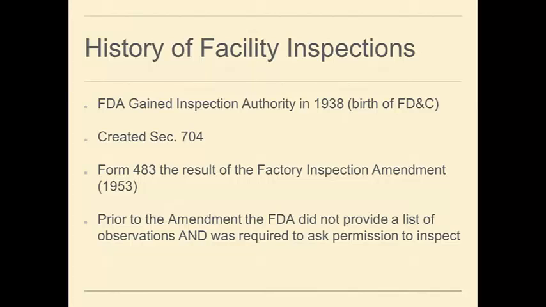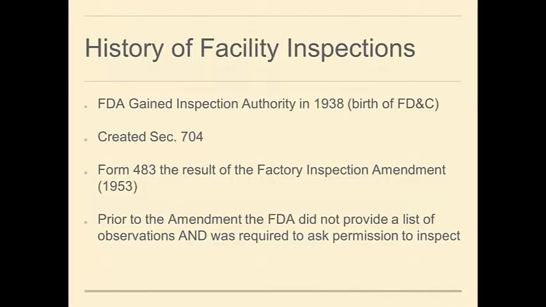And the factory inspection amendment was also important because once the FDA gained that authority to come into the facility and to inspect, they would just leave, and then if there was an issue, they would just go ahead and take enforcement action. There was no notification, no opportunity to correct, nothing like that.